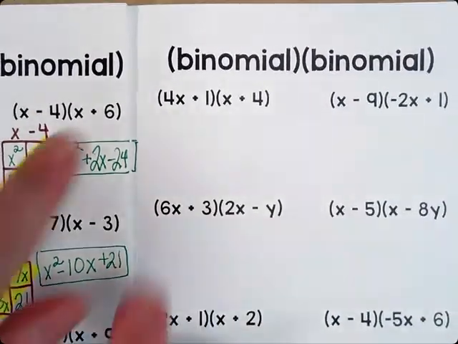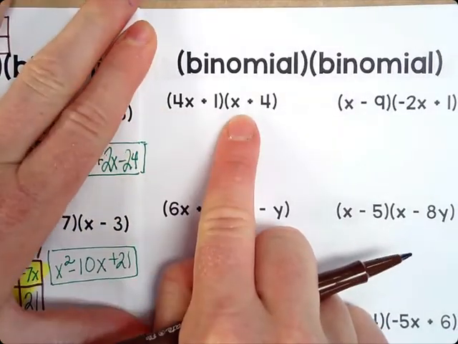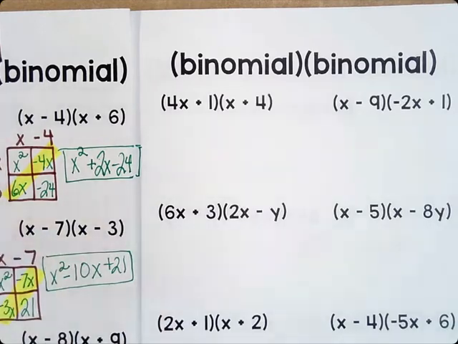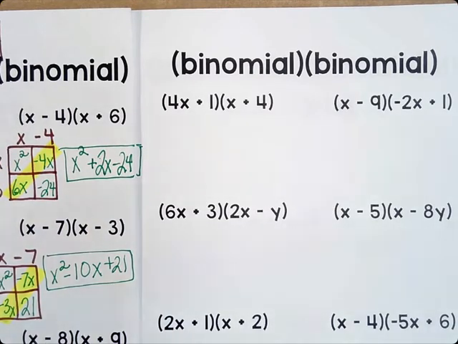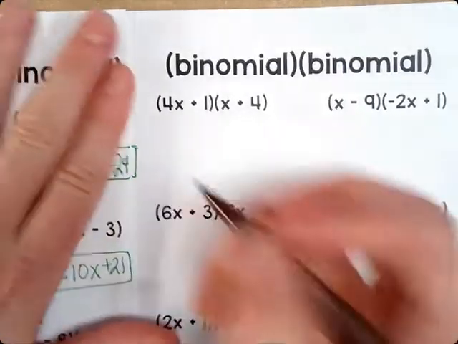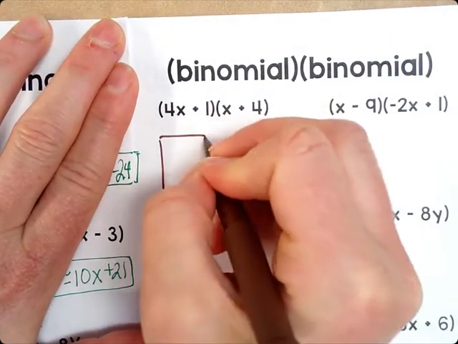Next page. It says 4x plus 1 times x plus 4. What's different about this one versus the last? There's a number in front of the x. Yeah, that first number. It's called a coefficient. So let's draw our box.